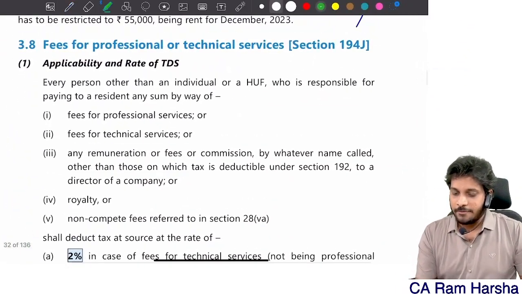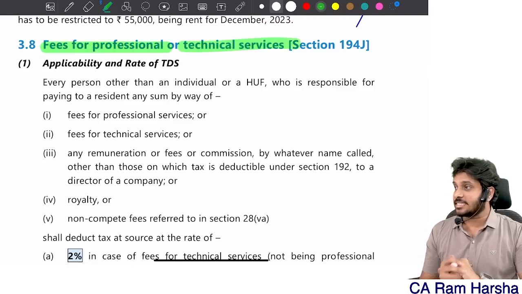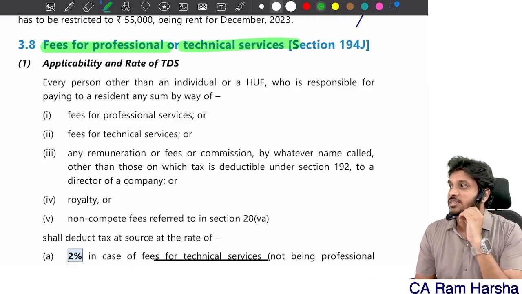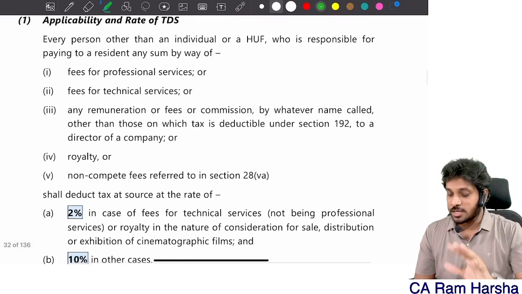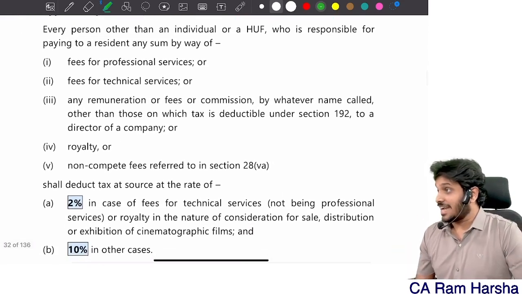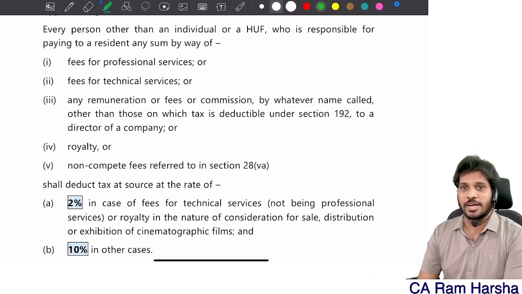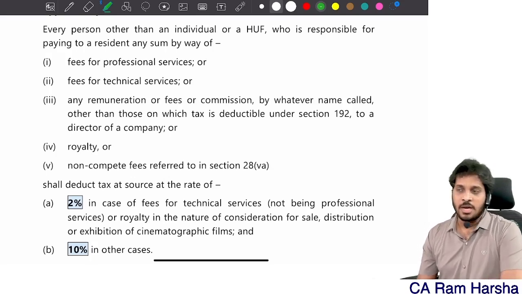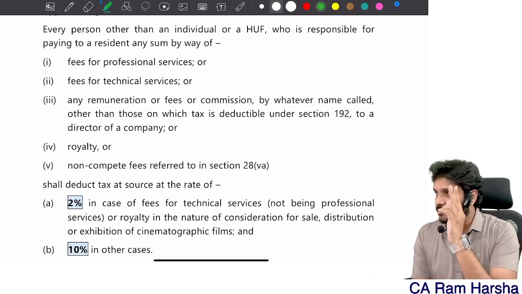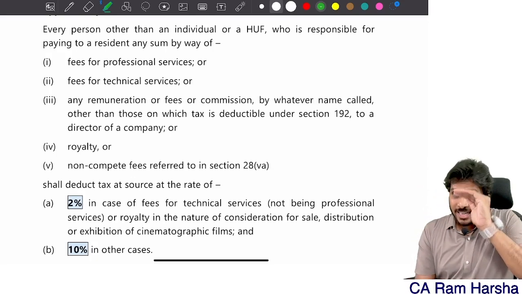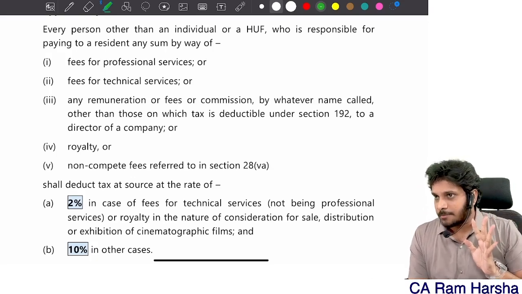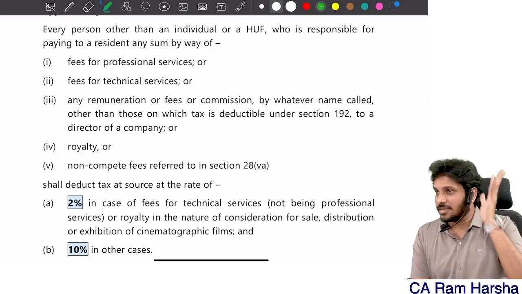Then we have fees for professional and technical services. Actually here 5 payments are discussed: fees for professional service, fees for technical service, royalty, non-compete fee, and remuneration to directors. For each category, a separate threshold limit is given.